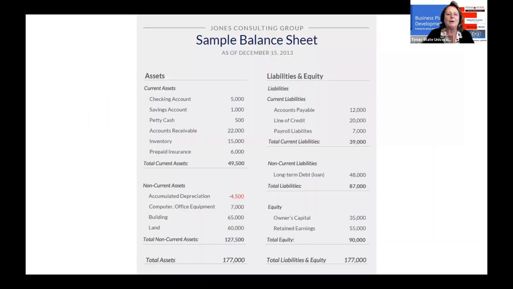So here's a sample of a balance sheet, and notice that it's balanced. Left-hand side, we have assets. On the right-hand side, we have liabilities and equity. And the assets and the liabilities and equity side, they have to balance. So notice at the very bottom, they do balance. They balance at 177,000. If this does not balance, you have made a mistake and you need to figure it out.